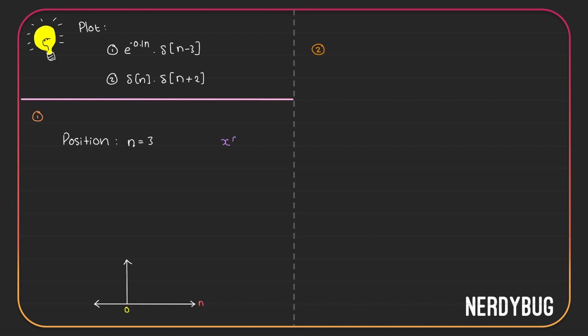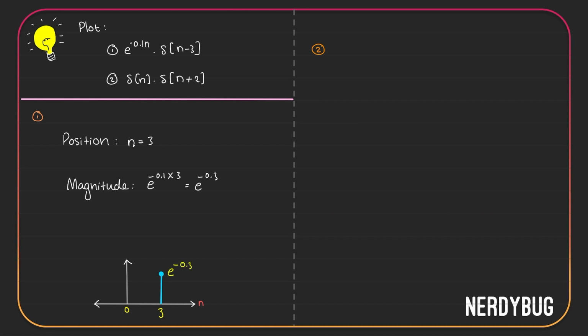We just learned that if you have some x of n, you multiply it with delta of n minus n naught, what you get as a result is the value of x of n at that point, that is x of n naught. Here our x of n is e raised to minus 0.1 n, and n naught is 3. So magnitude will be e raised to minus 0.1 multiplied by 3, that is e raised to minus 0.3. Let's show it graphically. It will come at 3 and its magnitude is e raised to minus 0.3.